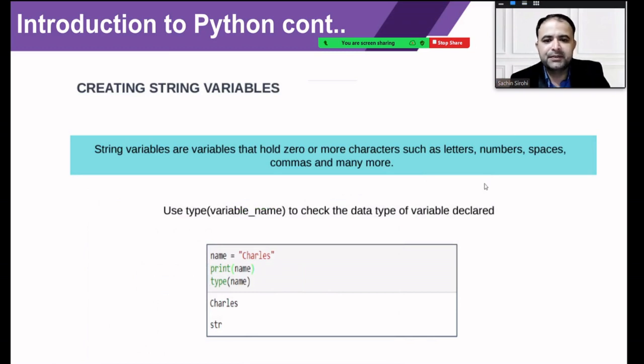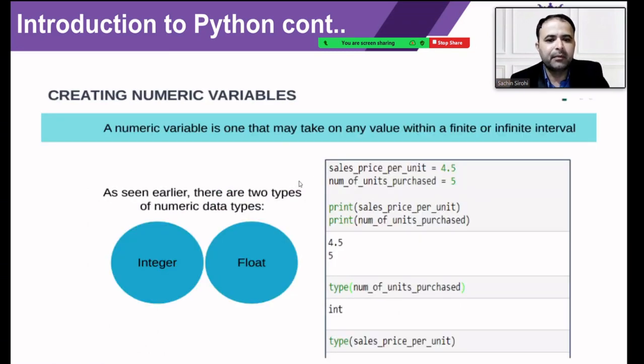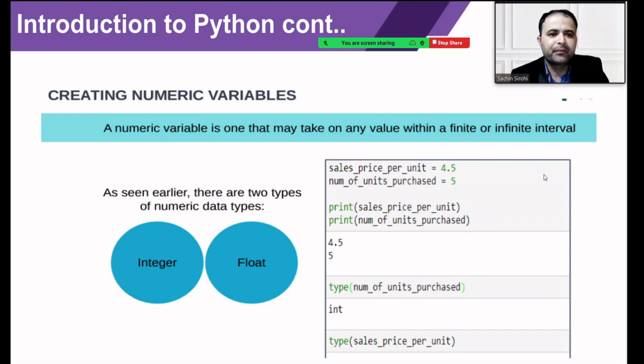So now the next thing, creating numeric variable. We have already discussed that a numeric variable is one that may take on any value within a finite or an infinite interval. As seen earlier, there are two types of numeric data type, like the integer and the float. If I'm supplying the value 4.5, it is a float. If I'm supplying 5, it is an integer. You can print with the help of the print function, and you can also check the type of this particular variable, like sales and purchase.